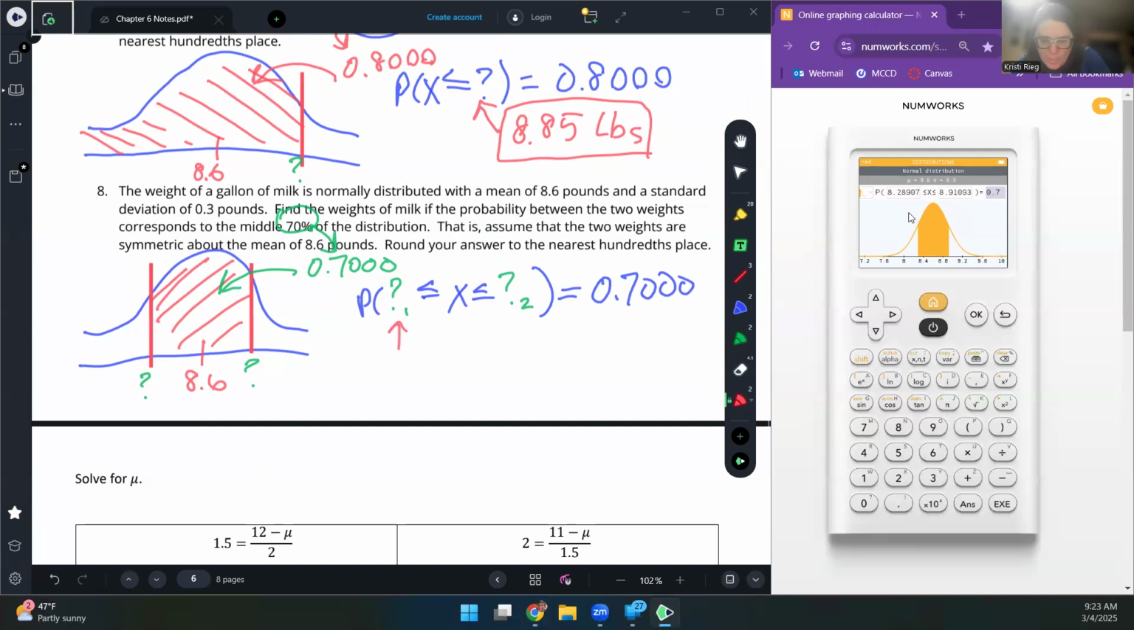that one is going to be 8.29. It says hundredth place, 8.29. And then that one is going to be 8.91. So those are the two values. Notice that 8.6 is right in the middle, which is what it should be. The mean should be right in the middle of those two. And we have our two values. And looking at the picture, that middle shaded yellow-orange part is the middle, so we talked about 70%.